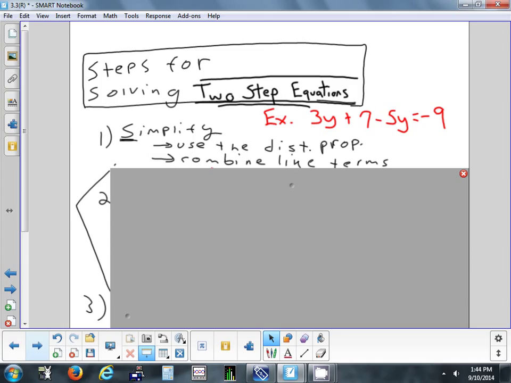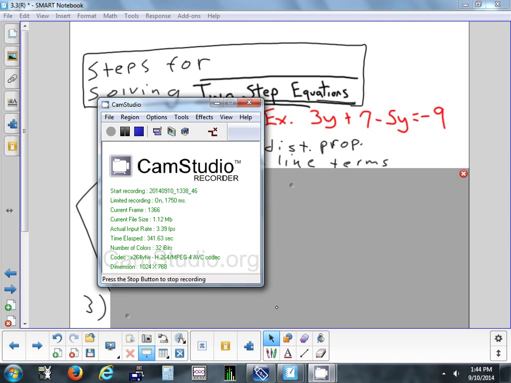Or we can combine like terms. What's that mean, guys? Look for things that are the same, right? Look for numbers that are just numbers, or look for numbers with variables attached. But it has to be the same number and letter together. All right?